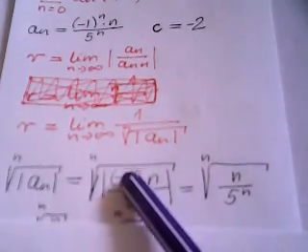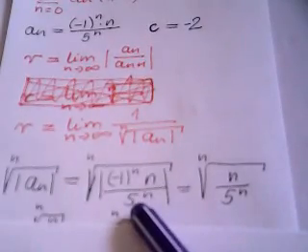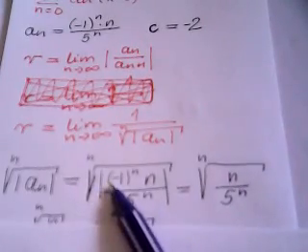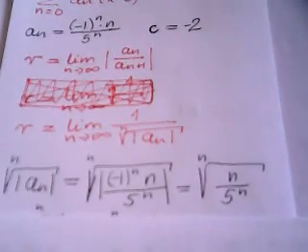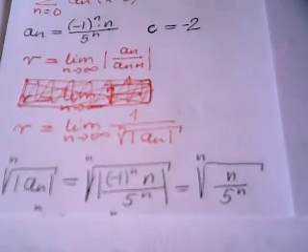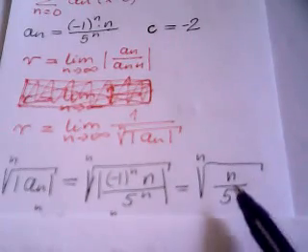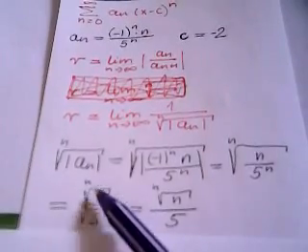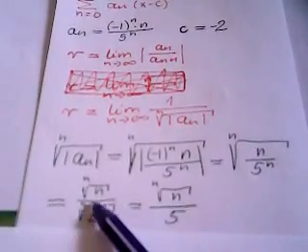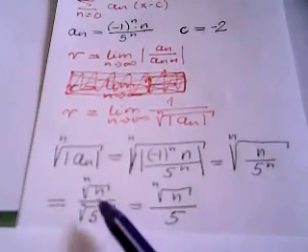The nth root of the absolute value of (-1)^n times n over 5^n. We have the absolute value, because of that the minus sign disappears. n is positive, 5^n is positive, because of that the absolute value sign is not necessary. We have n over 5^n, and now we have a quotient: the nth root of n over the nth root of 5^n. The denominator is 5. The numerator is the same.